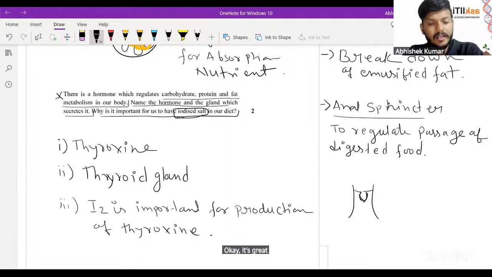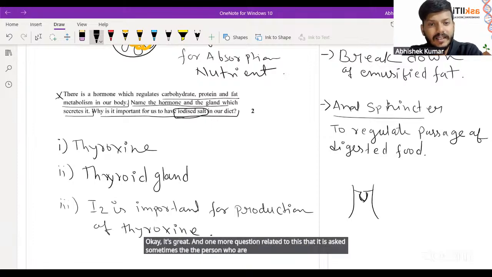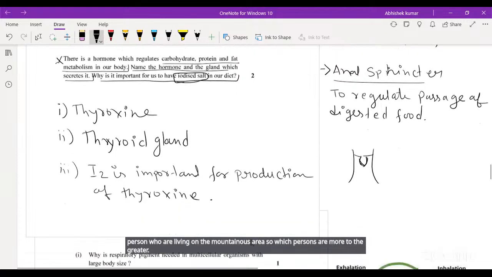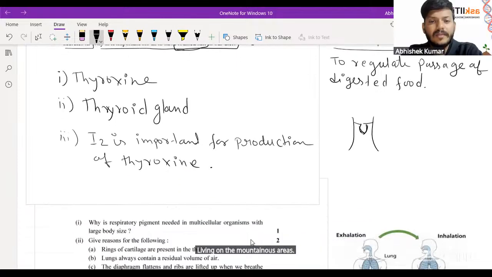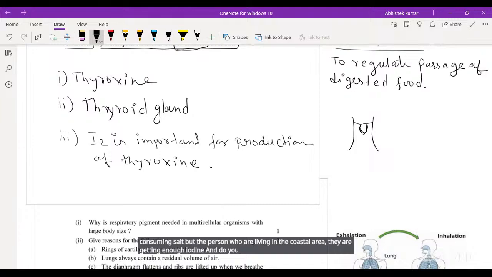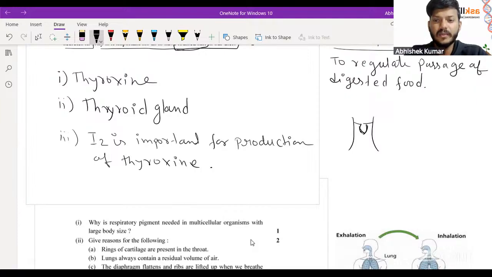And one more question related to this, which is asked sometimes: the persons who are living near coastal areas, and the persons who are living in mountainous areas, which persons are more prone to goiter? The persons living in mountainous areas, because they are just consuming salt, but the persons living in the coastal area are getting enough iodine. And do you know that seafoods are the richest source of iodine?